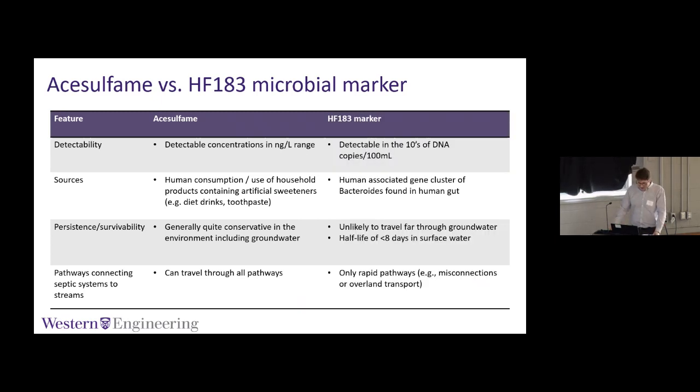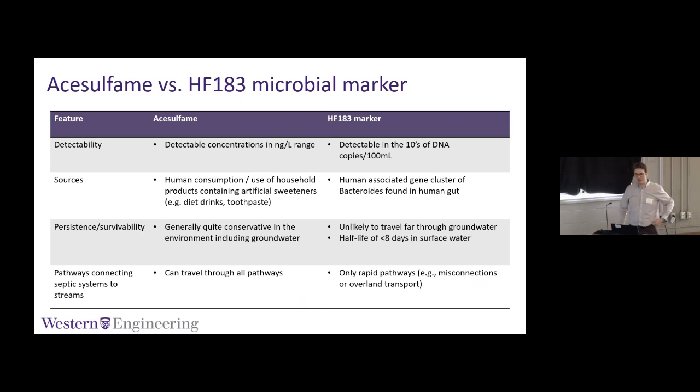In contrast, the HF183 marker is associated with the human gut microbiome and is unable to travel through groundwater pathways. So we're really able to look at more of the rapid failure pathways of septic systems where the effluent's not traveling through that groundwater pathway.